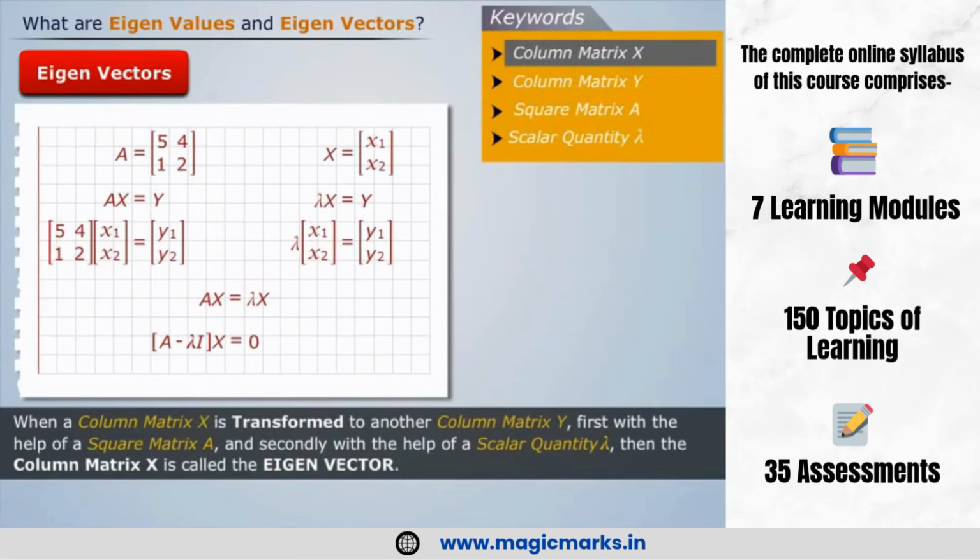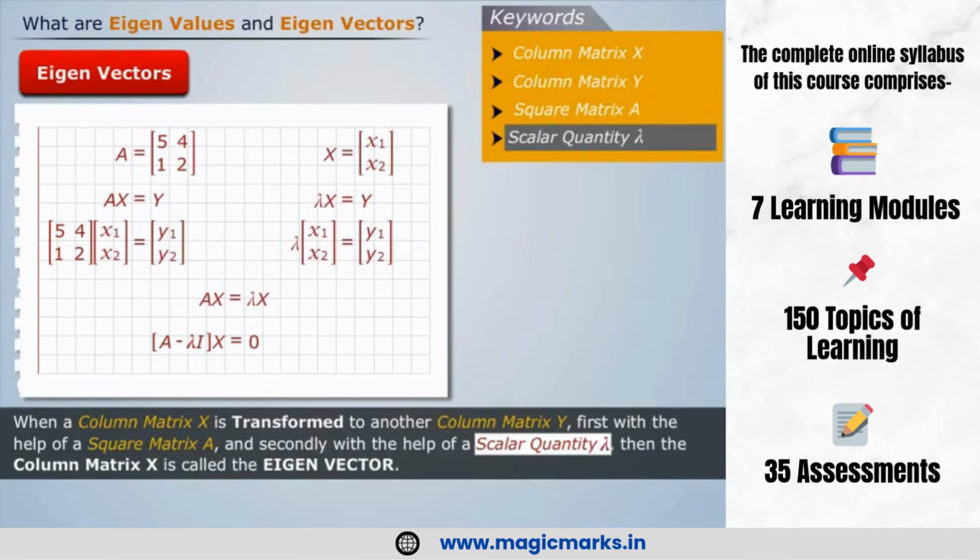Thus, when a column matrix X is transformed to another column matrix Y, first with the help of a square matrix A, and secondly with the help of a scalar quantity lambda, then the column matrix X is called the eigenvector.